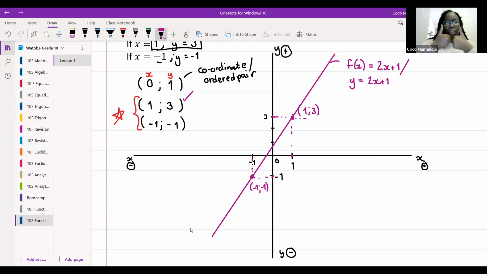Give me a thumbs up if we're all together here. Are we okay with this? This is a grade 9 concept, so it shouldn't be that difficult for us to kind of get where we're going with it.